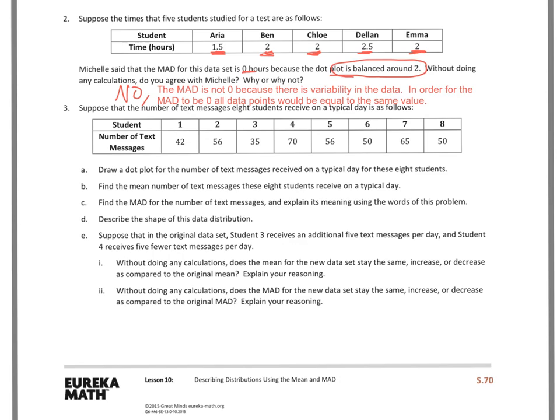Now, if we take a look down at 3, suppose the number of text messages 8 students receive on a typical day is as follows. So here's the 8 students up above, and then underneath is the number of text messages that they receive. Draw a dot plot for the number of text messages received on a typical day for these 8 students.